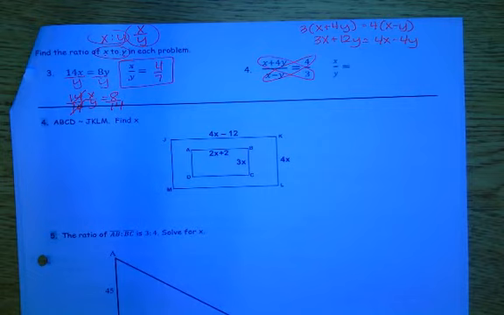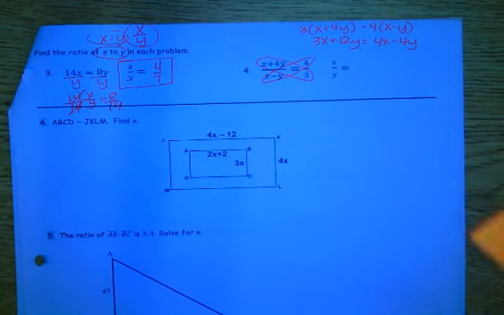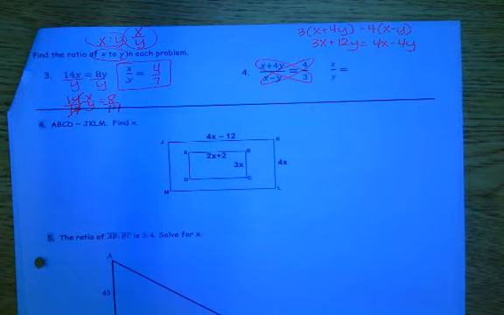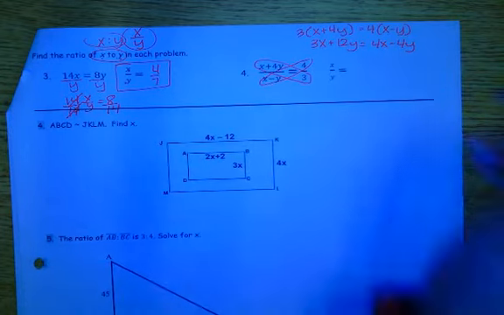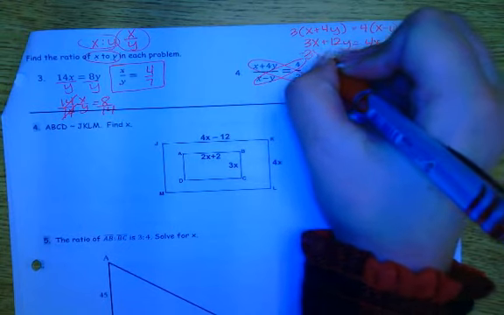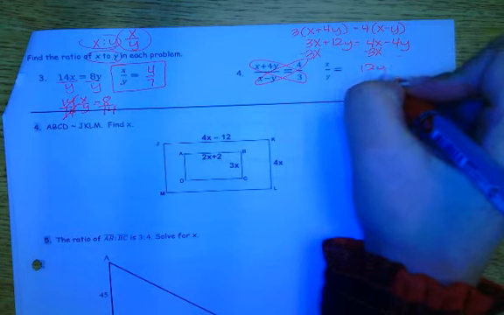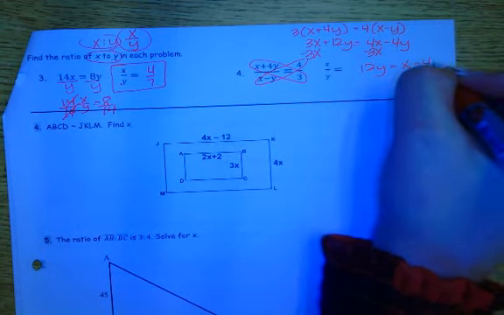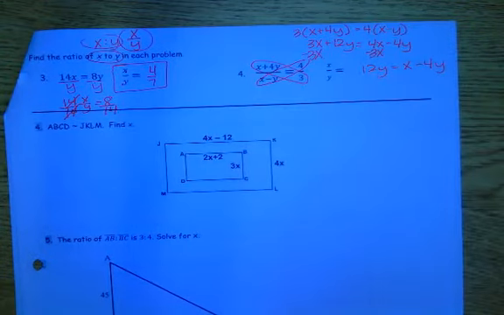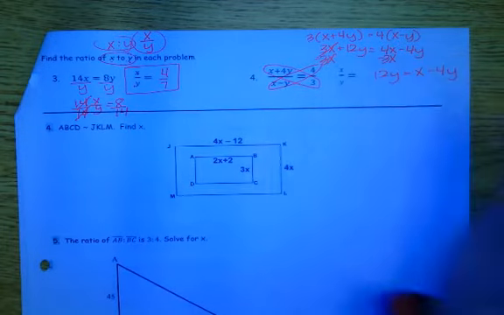Okay, if we need to get it to x over y, we need to get all of our terms on the same side. So all of our x's need to get on a side, all of our y's need to get on a side. So if I subtract 3x, okay, then I have 12y equals x minus 4y. Add 4y. So now I have 16y equals x.